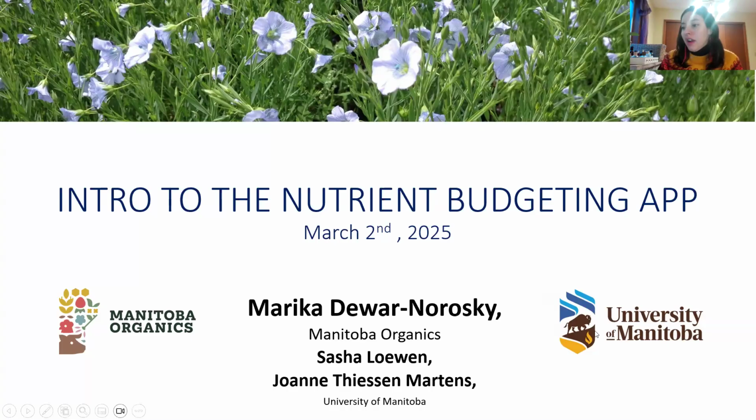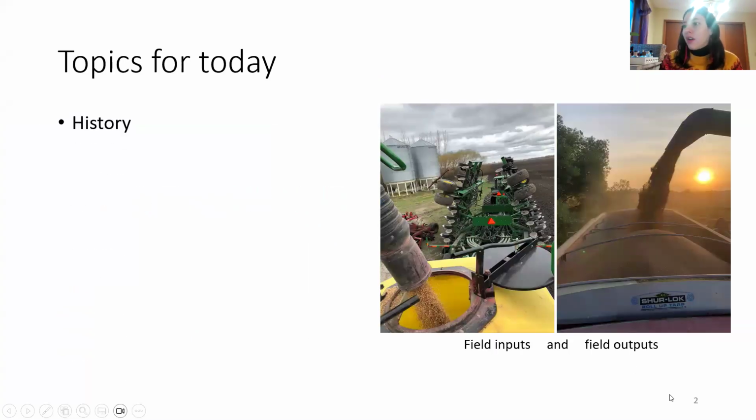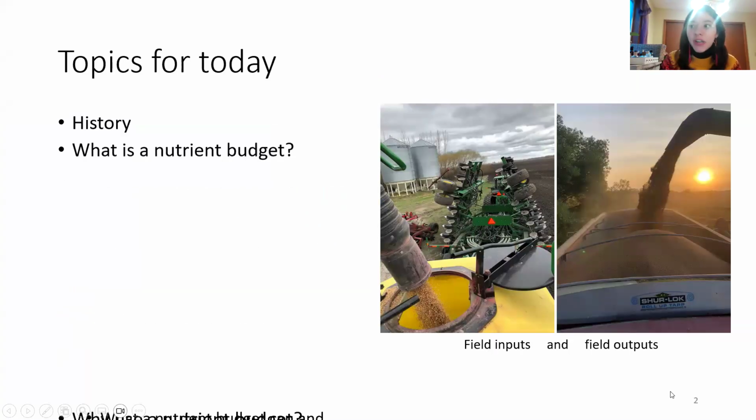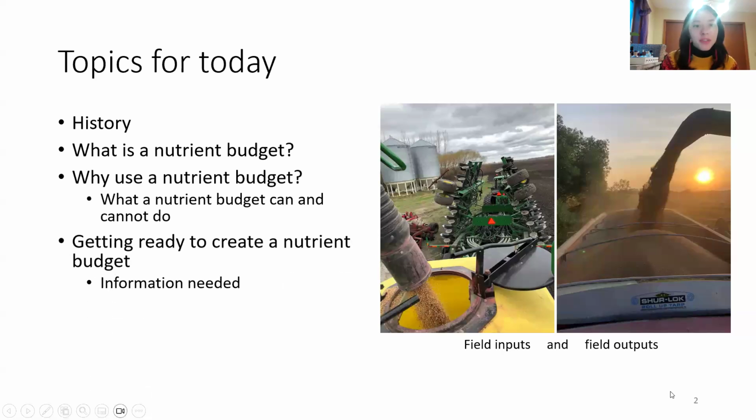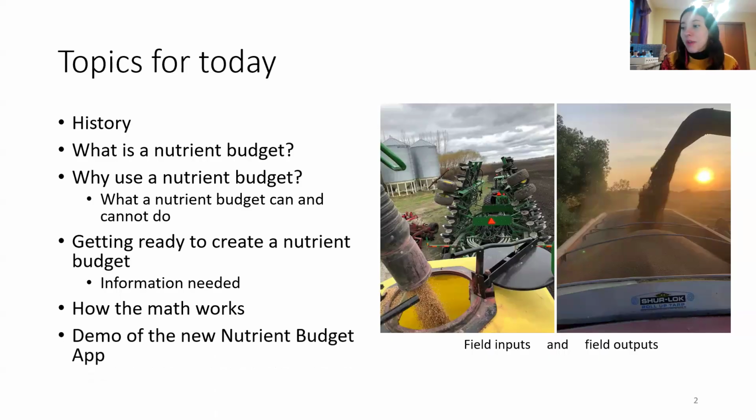I will brush through some history. What is a nutrient budget? Why do we use a nutrient budget? And getting ready to create one. What information do we need to use this tool, whether we're using the website app, or even just an Excel sheet or pen and paper in your own home, and how the math works. And then I'll do a demo. I have screenshots shared in these PowerPoints that can be really clean to go through, and I also have the tool open so that we can do some live playing with the website.